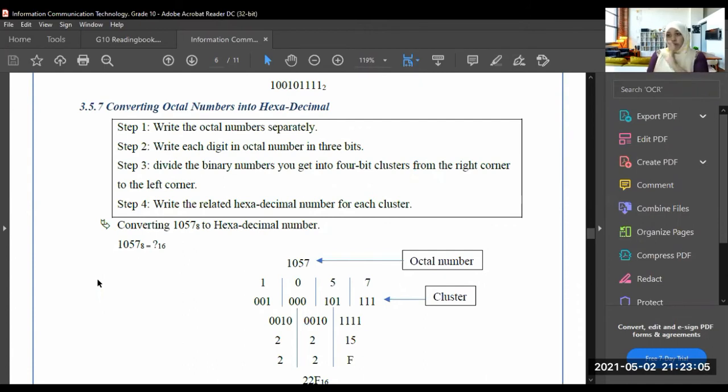And the 16, clusters with 4 bits, the power, and then the answer. So I told you to take the power if you can't remember the chart. Here, vice versa happens. How? You should write the numbers, okay, with a gap like this. Write the octal numbers separately. So for an example, 1057 base 8.